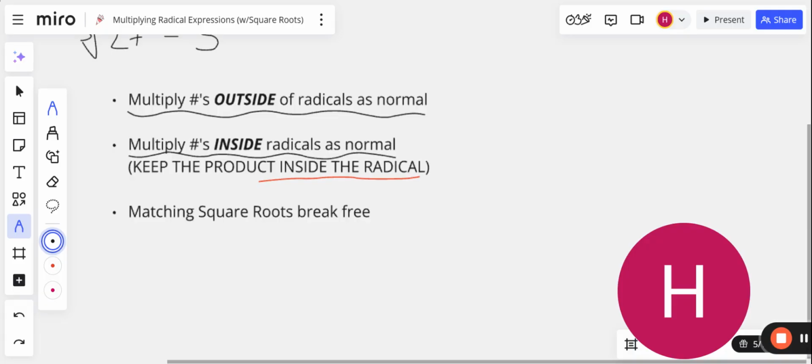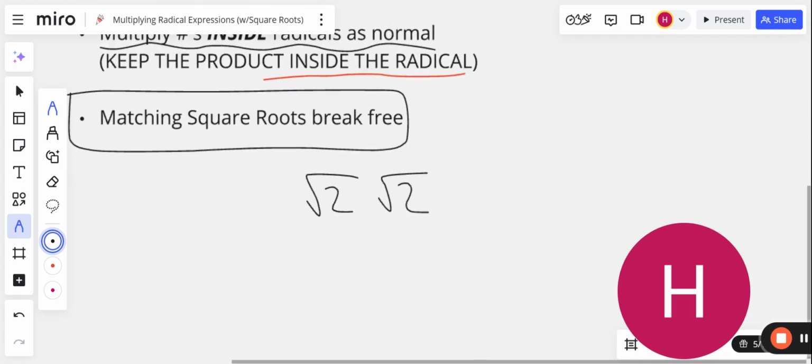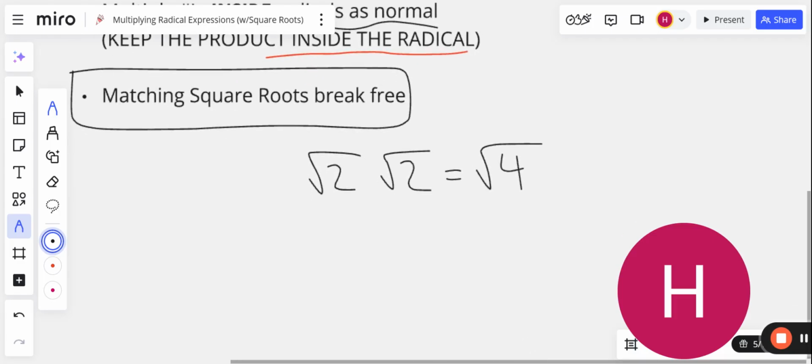Let's look at an example. Oh, and matching square roots break free. Let's explain that really quickly. The reason why this is true is because if we have a square root of 2 and a square root of 2, you can multiply those inside of the radical, and now we can ask, what would multiply by itself to give us 4? Of course, this is 2.